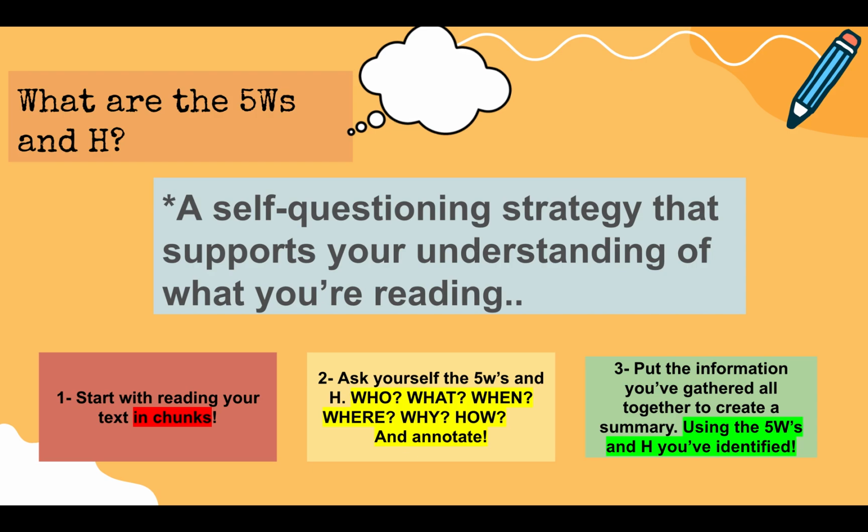In the modeling that we're going to do next, we're going to start by reading a text in parts or in chunks. As we read the text in chunks, we're going to ask ourselves who, what, when, where, why, and how, and annotate for these responses. Then we're going to use those responses to create a summary. When we create a summary, it helps us put together everything that we've learned so far and look at the whole entire picture of what the text is mostly about.